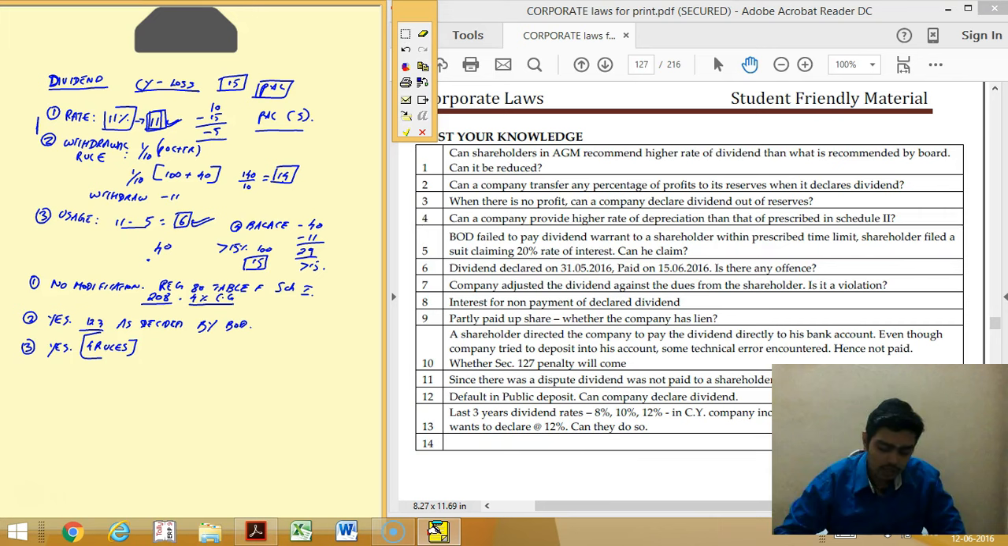So rate rule, withdrawal rule, usage rule, and balance rule. Then question number 4, can a company provide a higher rate of depreciation than prescribed in Schedule 2? Yes, a higher rate of depreciation can be provided than prescribed in Schedule 2, because Schedule 2 is a minimum rate.